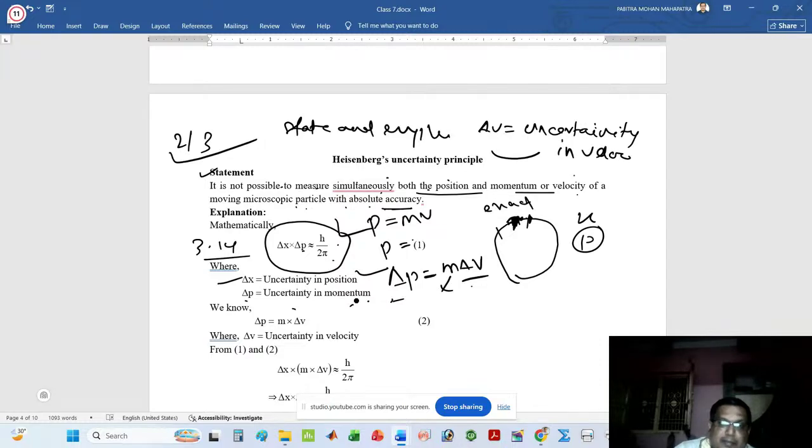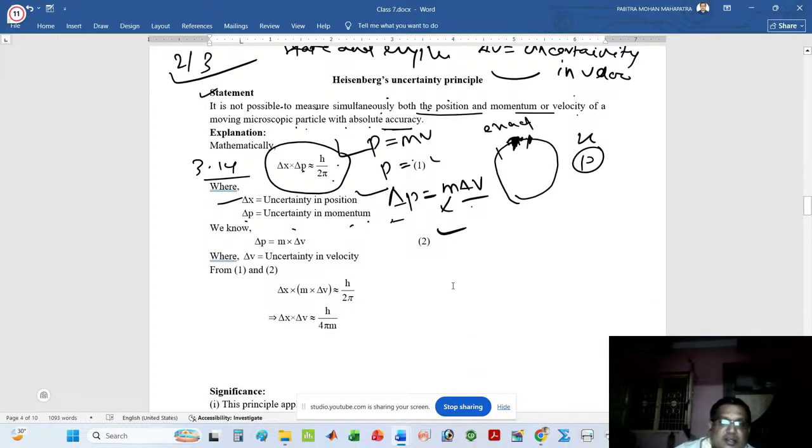Now compare equation 1 and equation 2. Here we can write del x. This is your del x. Here also del x into del p means m into del v.